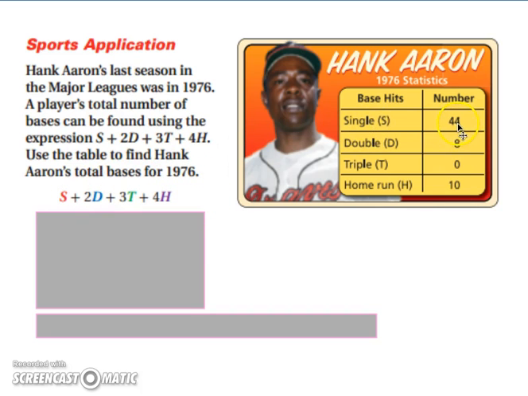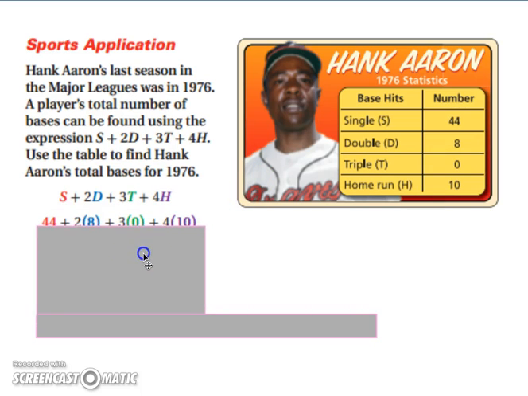So for singles, he hit 44 of them. For doubles, he hit 8. For triples, he hit 0, but he hit 10 home runs. So we're going to substitute each of those values in. Now we want to use the order of operations to make sure we get an accurate number for Hank Aaron's total bases that he ran in 1976. Alright, so parentheses, nope. Exponents, none. So now we're going to multiplication and division. Do we have any multiplication or division?